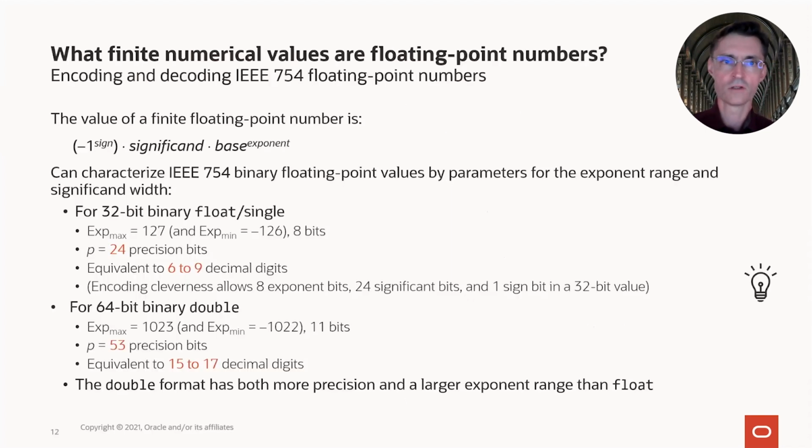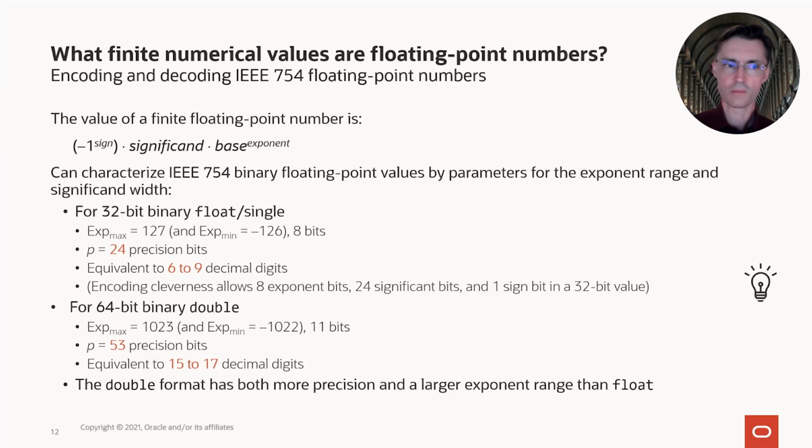So with that as background, what are floating point numbers? What finite values can we represent as floating point numbers? So the structure of a floating point number is a sign times a significand times the base raised to an exponent. And we can categorize the IEEE 754 floating point values by the exponent range the format has, as well as the significand width. So specifically for the 32-bit float format, we have 8 bits for exponent, and there are 24 precision bits. That corresponds to about 6 to 9 decimal digits.